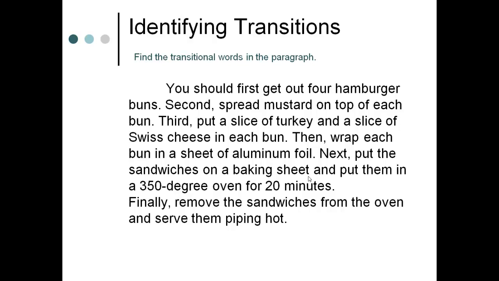You should first get out 4 hamburger buns. Second, spread mustard on top of each bun. Third, put a slice of turkey and a slice of Swiss cheese in each bun. Then, wrap each bun in a sheet of aluminum foil. Next, put the sandwiches on a baking sheet and put them in a 350-degree oven for 20 minutes. Finally, remove the sandwiches from the oven and serve them piping hot.